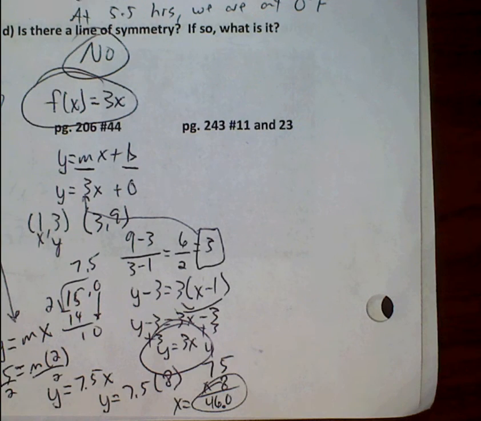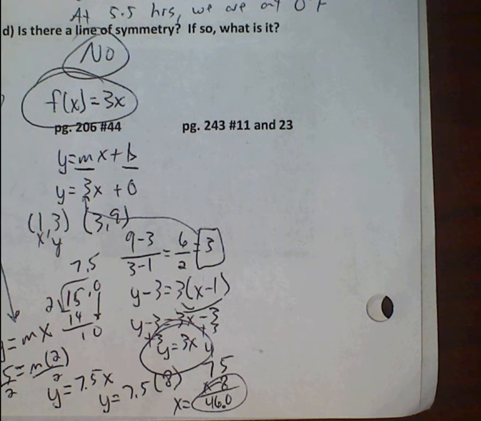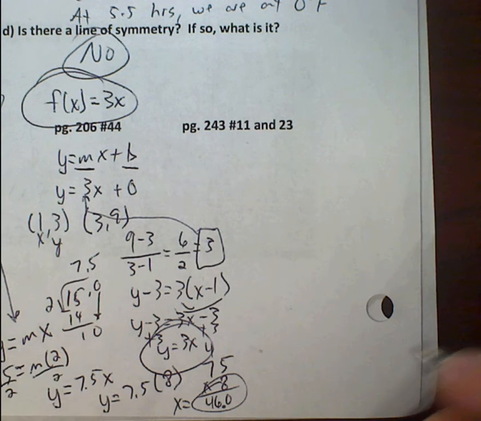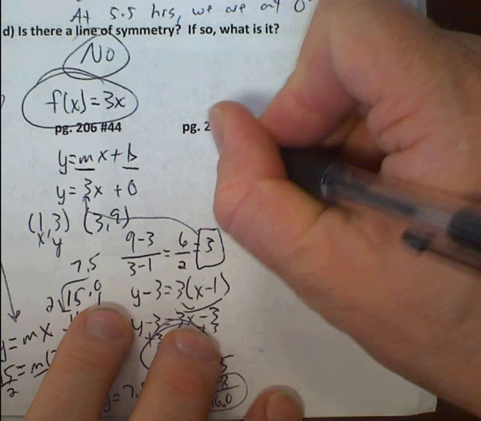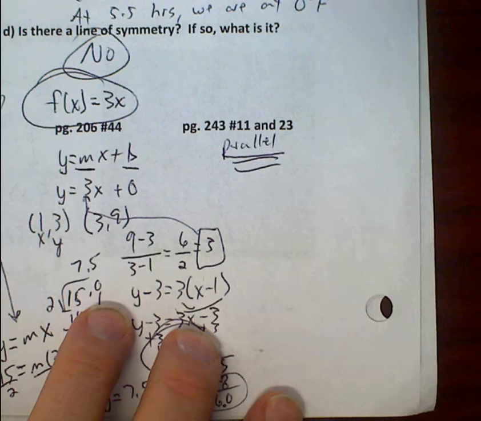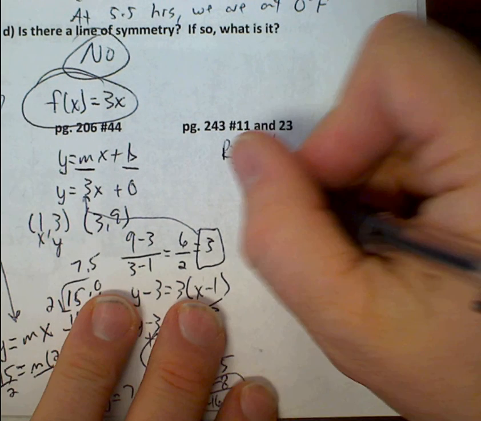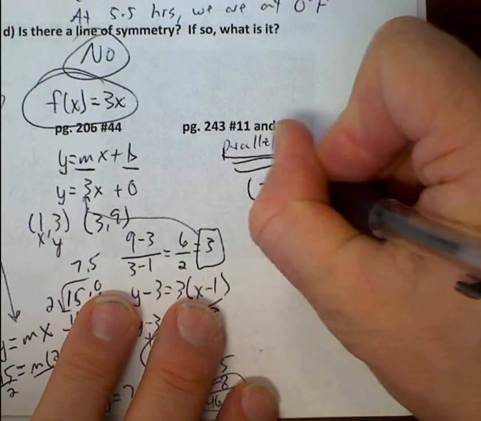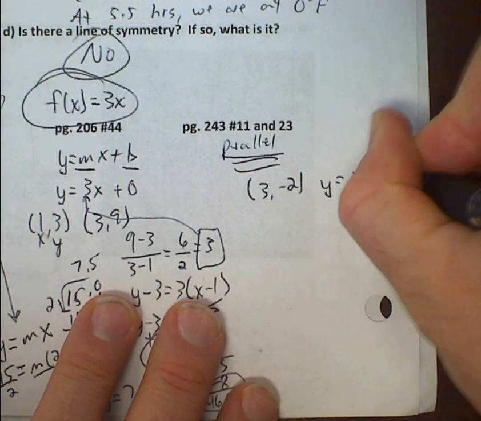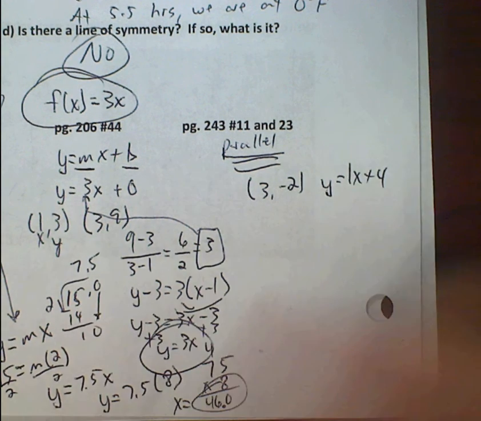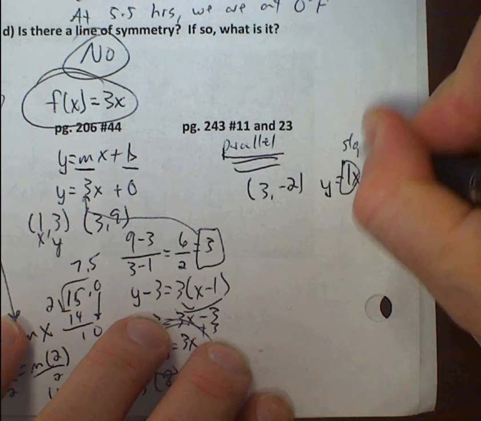Page 243, number 11. Writing an equation in slope-intercept form that passes through the given point and is parallel. I need parallel. Okay? So my point is 3, negative 2. My equation is y equals x plus 4. Parallel means I use the same slope. So this would be my slope.